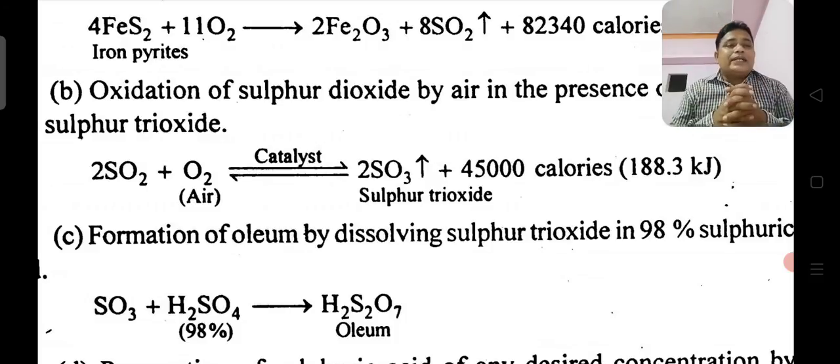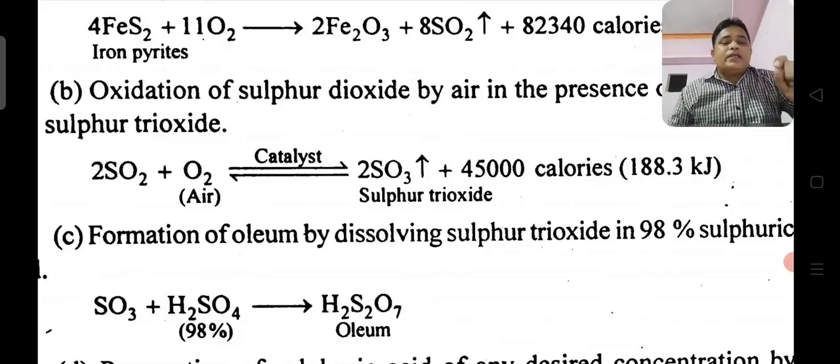By applying Le Chatelier's principle to this reaction and obtaining favorable conditions, and only then, do we get a high yield of sulfuric acid. So we can find out the technical conditions one by one. The first technical condition is the effect of temperature.